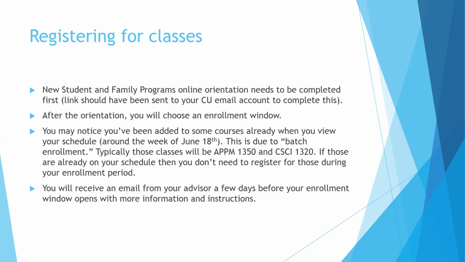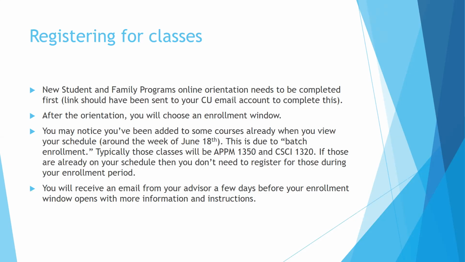After you complete that orientation, you'll receive an email, usually within 24 hours, from New Student and Family Programs about selecting a registration window. Starting July 9th, each Monday is a new registration window. If you don't receive that email for some reason, contact New Student and Family Programs and ask them to send that again, or find out where the email is, because that is your only way to choose an enrollment window to actually enroll in your classes. So it's very important.